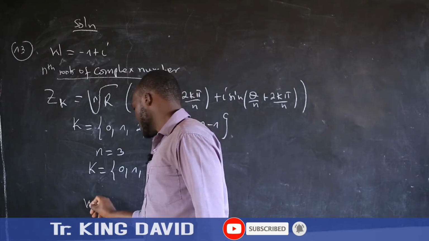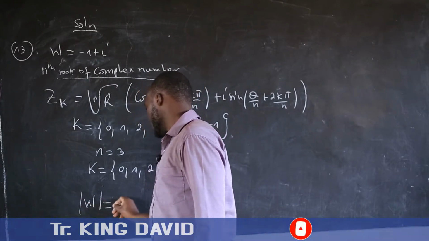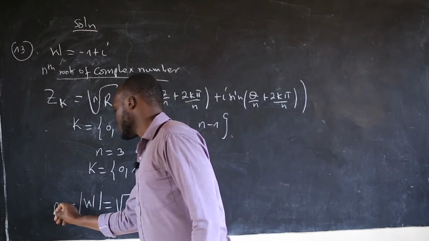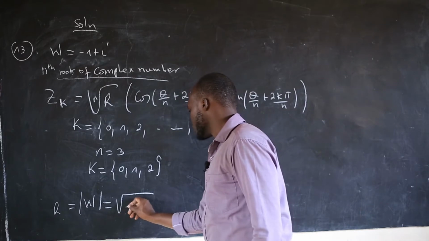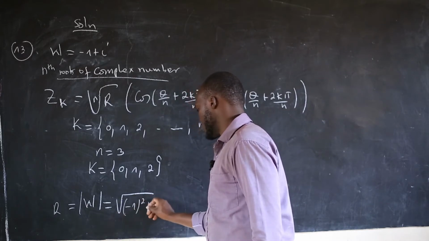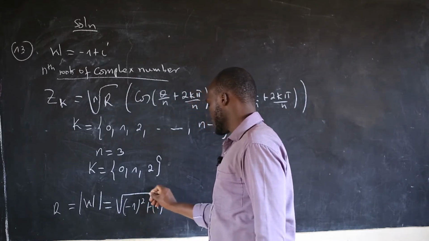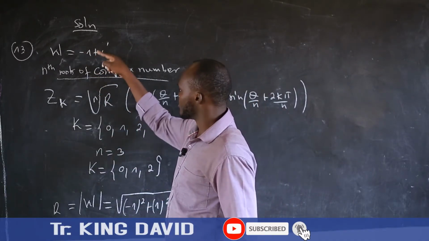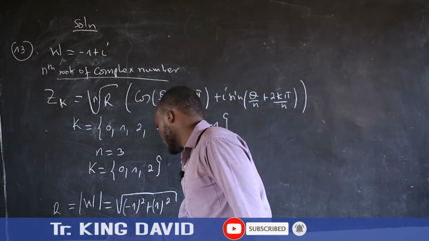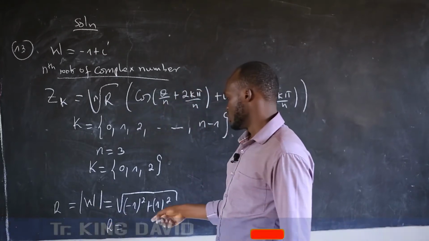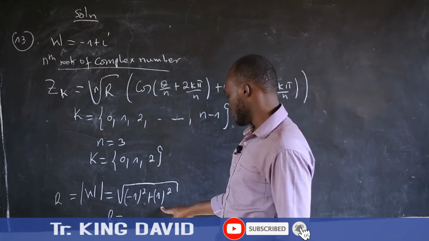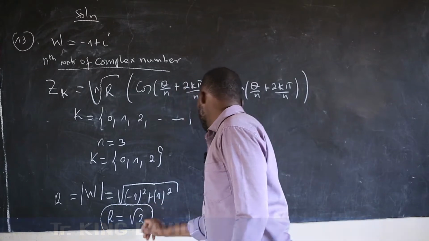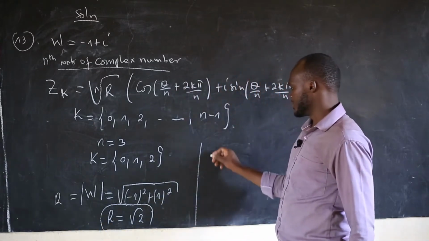So the modulus of w is the square root of, we call it r, the square root of -1 squared plus 1 squared. Where am I getting this? I'm getting it from here: -1, and the coefficient of i is 1. So -1 squared is 1, 1 squared is 1, that is root 2. The modulus is root 2.